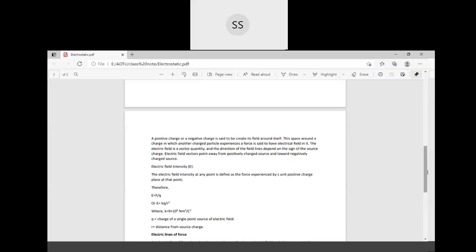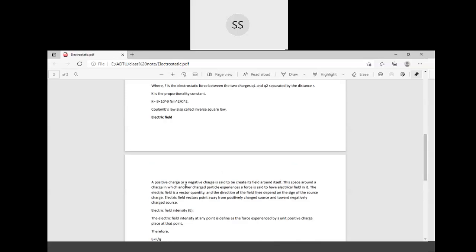But when we take the unit positive charge away from the source charge, it may get attracted or repelled or may not, depending upon whether the positive charge is in its electric field area or not. So the electric field area is the area around a charged particle up to which it can attract or repel another charged particle.